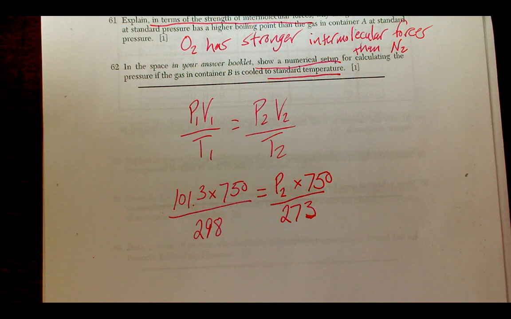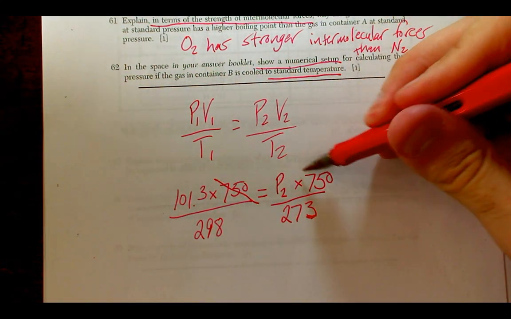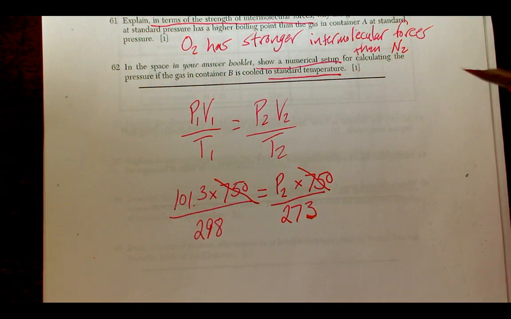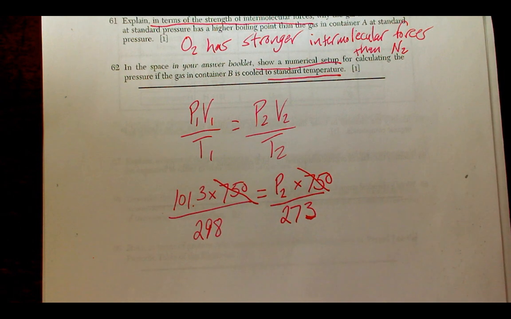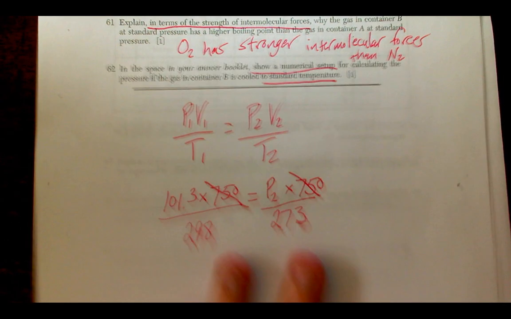If you want to say that the volume is the same and we're just going to leave it out because constant stuff doesn't count, you could just cross off 750 each side. That works fine. So 101.3 over 298 equals P2 over 273. That's a good answer too. Either way, that's your answer right there. You don't even have to do the whole math. Next page, 63.